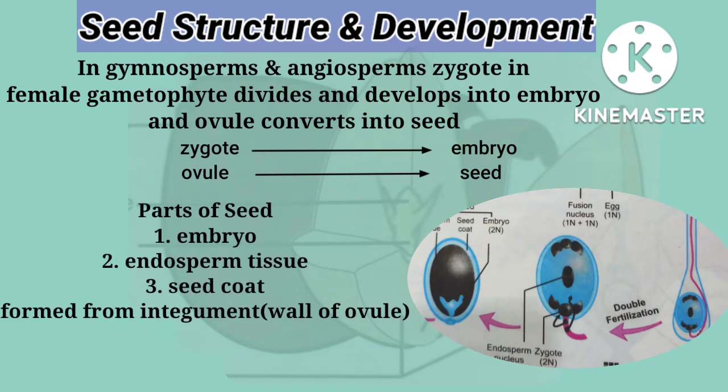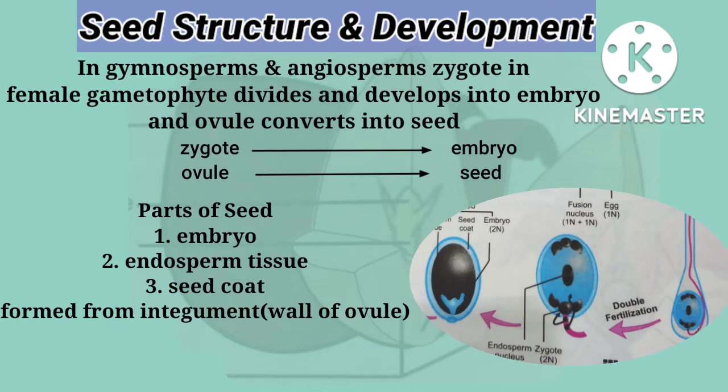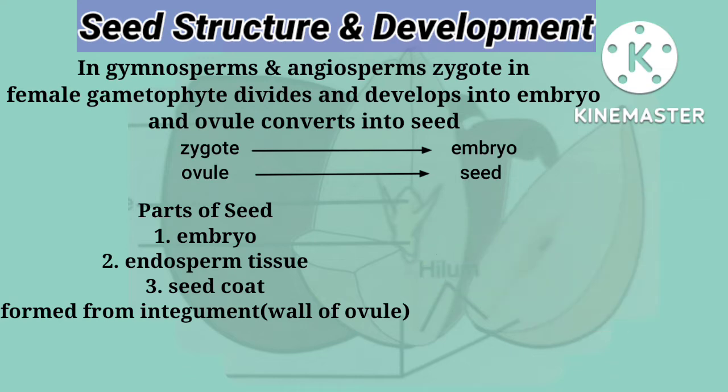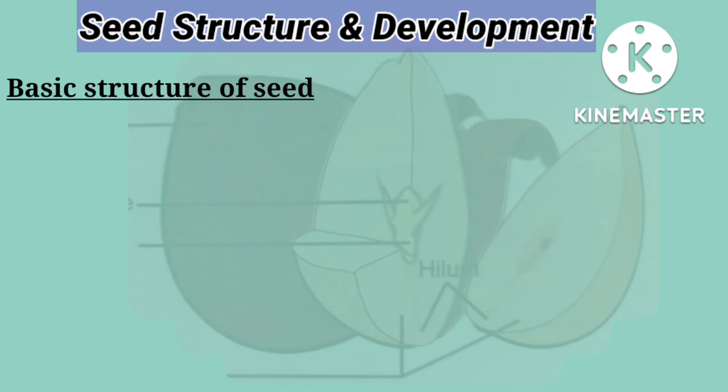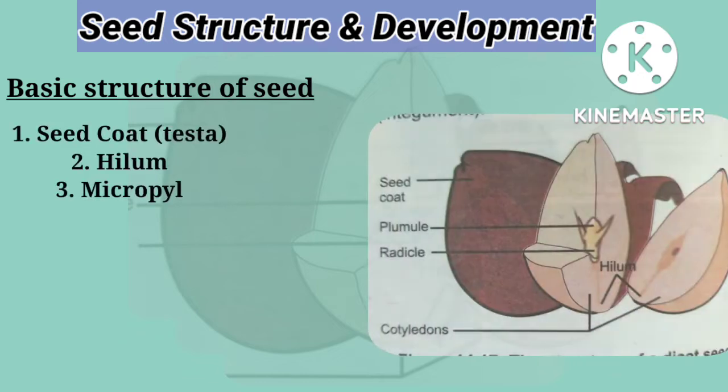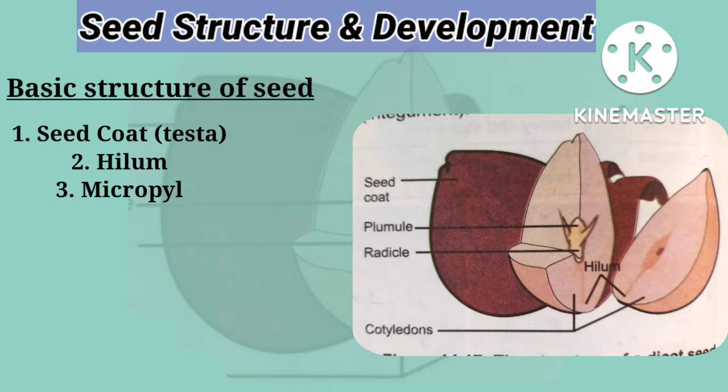Basically, the seeds of the angiosperm consist of three main parts: the embryo, the endosperm tissue, and the seed coat. Along with these, we will discuss the structure of a dicot seed, and in these we are going to discuss the seed coat, the hilum, the micropyle, and some more parts of an immature plant, which is the embryo.